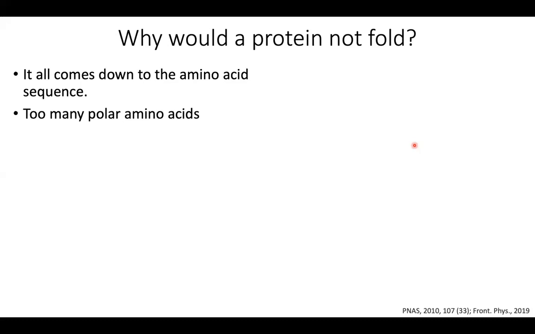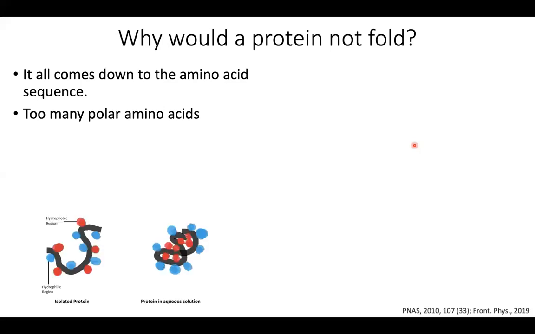Now, remember when I classified the amino acids as polar and non-polar. So what happens is, these disordered proteins have too many polar amino acids. So just look here. This is an isolated protein. We call this red one the hydrophobic region, meaning the parts which are not polar, and this blue one is the hydrophilic region.